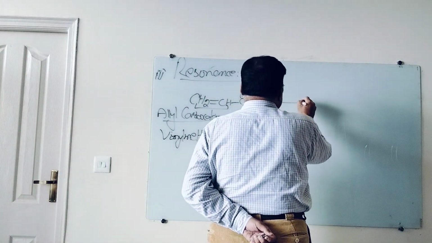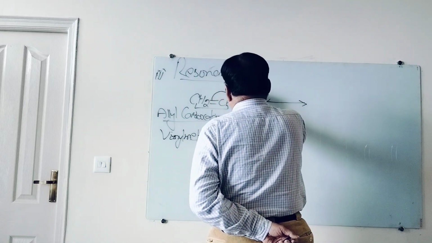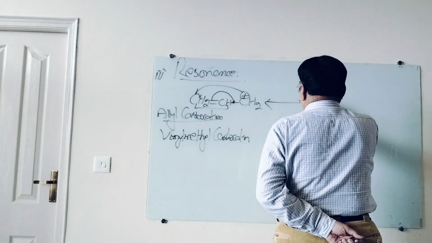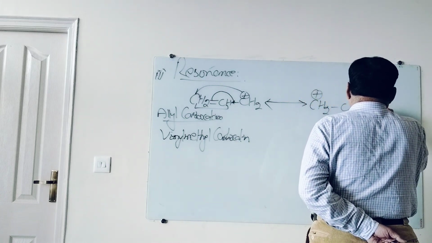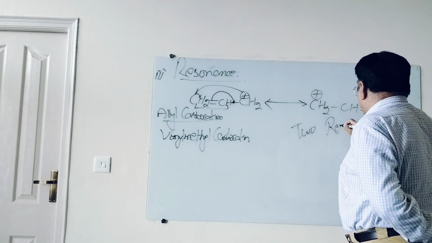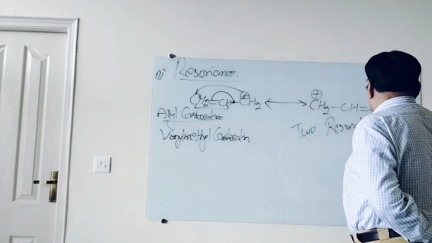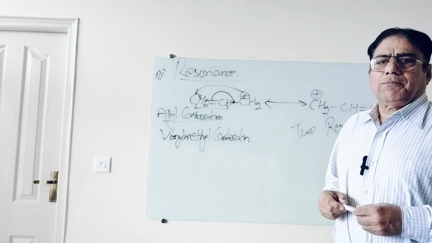It has two resonating structures. In the second resonating structure, the pi bond will go here and the positive charge will move here. This is CH2, CH, CH2. There are two resonating structures, undoubtedly, in allyl carbocation or vinyl methyl carbocation according to the second nomenclature. And due to the two resonating structures, this is much more stable.